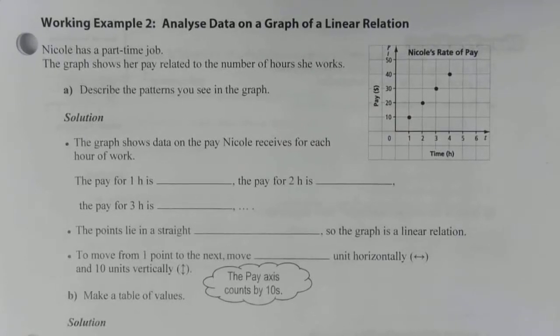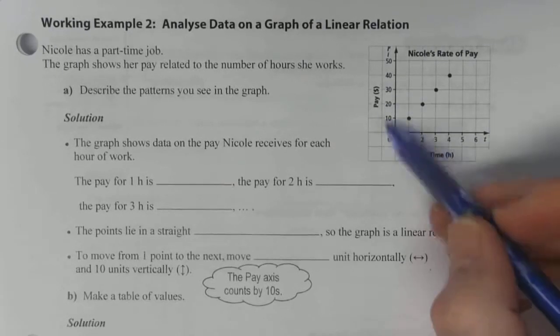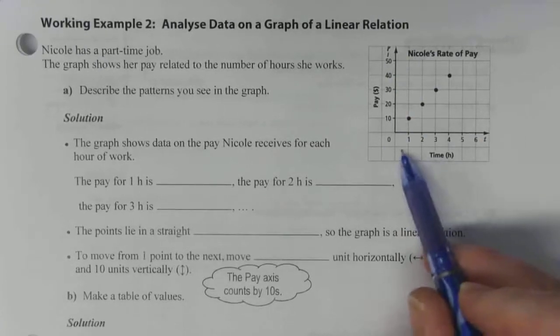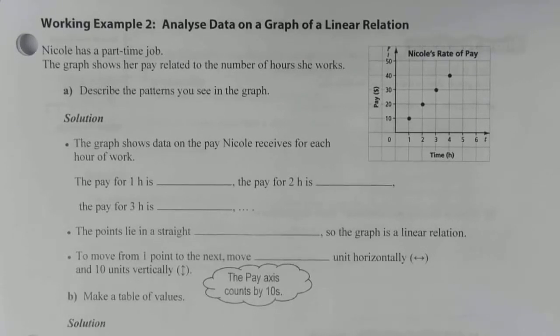All right, so if we're working example number 2, analyze data on a graph of a linear relation. In this case, Nicole has a part-time job. The graph shows her pay related to the number of hours she's worked. So we've got pay in dollars up here on the left, going up, and then time going across in hours on the x-axis. Describe the pattern you see in the graph.